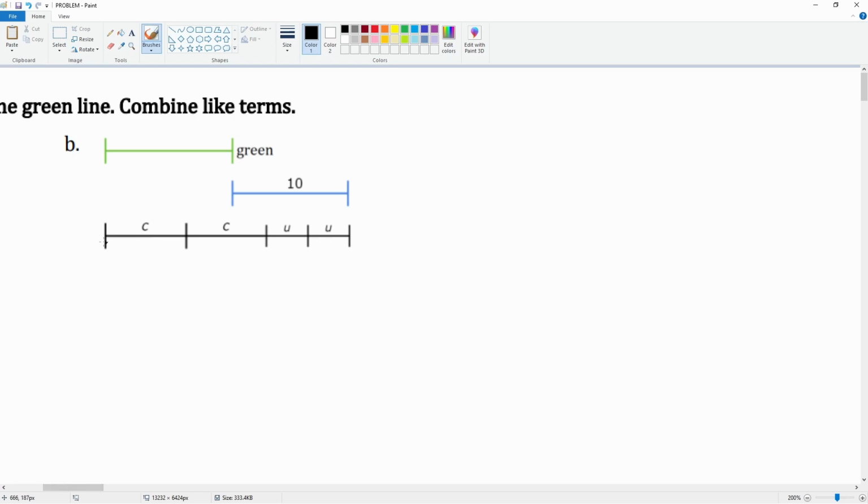B. Let's find the total length here. First, we have C and C, that becomes 2C. Then we have U and U, that becomes 2U. Notice this green part here has this blue part that was removed. Okay? The idea of remove is denoted with the minus. So we want to subtract this value of 10.